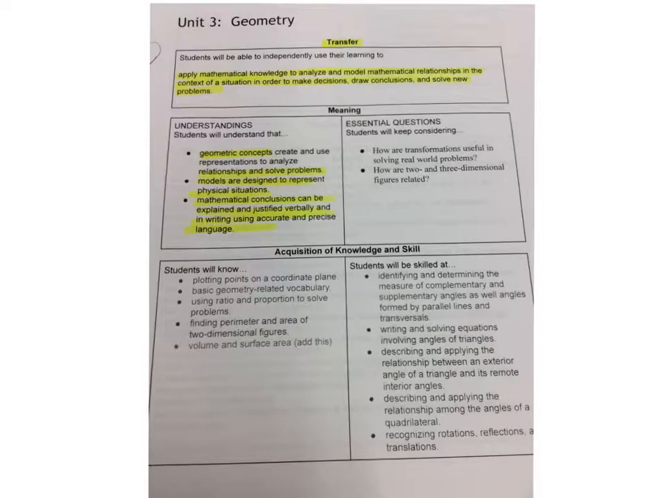In preparing to write your rubric, the very first thing that you need to do is refresh your memory of what your transfer goal is. When your students walk away, what are you expecting them to have been able to transfer or to master? In this math unit, we're using the 8th grade Unit 3 geometry. Their focus or their transfer is highlighted. Students will be able to independently use their learning to apply mathematical knowledge to analyze and model mathematical relationships in the context of a situation in order to make decisions, draw conclusions, and solve new problems.